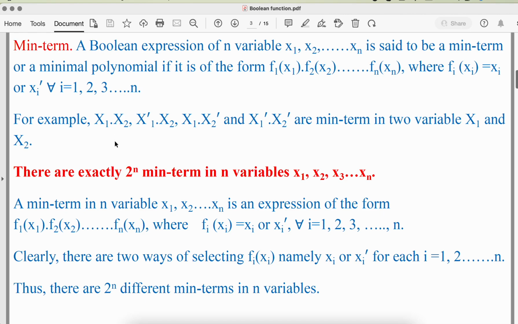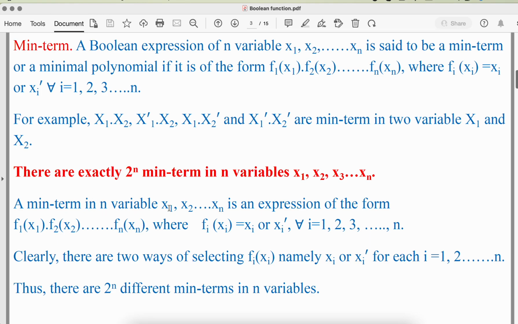If there are two variables x1 and x2, then there are four min terms: x1 x2, x1' x2, where x1' is the complement of x1, x1 x2', meaning x1 into the complement of x2, and x1' x2'. So we see that if there are two variables, we have four min terms. So in general, there are exactly 2 raised to n min terms in n variables x1, x2, x3, ..., xn.